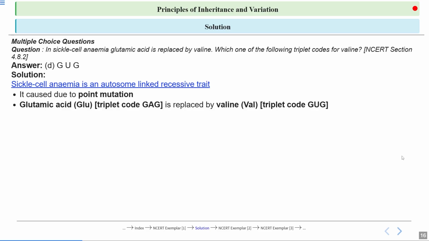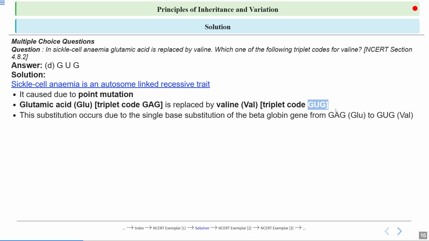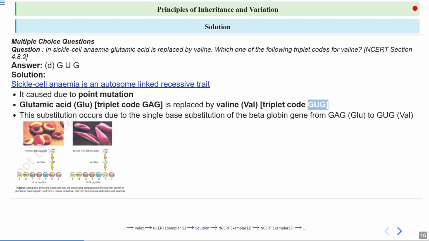Glutamic acid is coded by GAG and valine is coded by GUG. This substitution occurs due to single base pair substitution of the beta globin gene from GAG to GUG. So here you can see the messenger RNA, GAG codes for glutamic acid and here GUG codes for valine. This is due to single base pair mutation which is occurring in the DNA, which is occurring in the gene. So here initially it was GAG. In sickle cell hemoglobin it becomes GTG. So A is replaced by thymine.